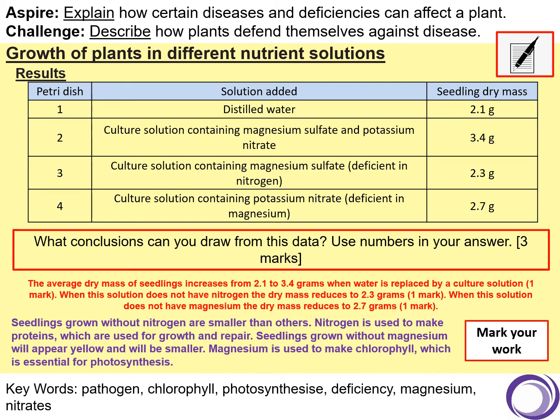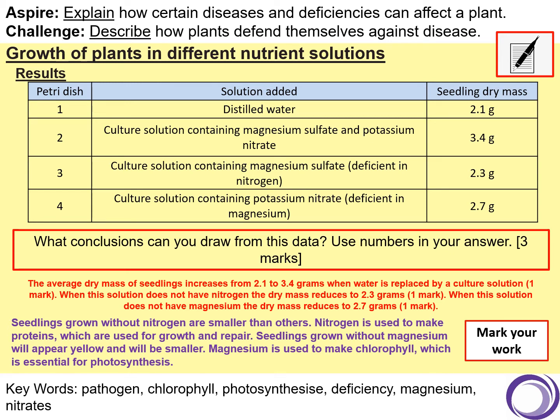Okay guys, so hopefully the conclusions that you've drawn from the data is that the average dry mass of the seedlings increases from 2.1 to 3.4 grams when water is replaced by a culture solution. So you get 1 mark for this. Then when the solution does not have nitrogen, the dry mass reduces to 2.3 grams and you get 1 mark for this. And then when the solution does not have magnesium, the dry mass reduces to 2.7 grams. So you get 1 mark also for that.